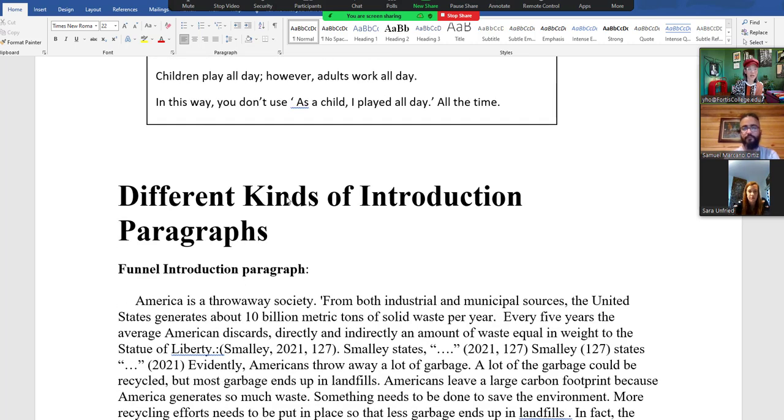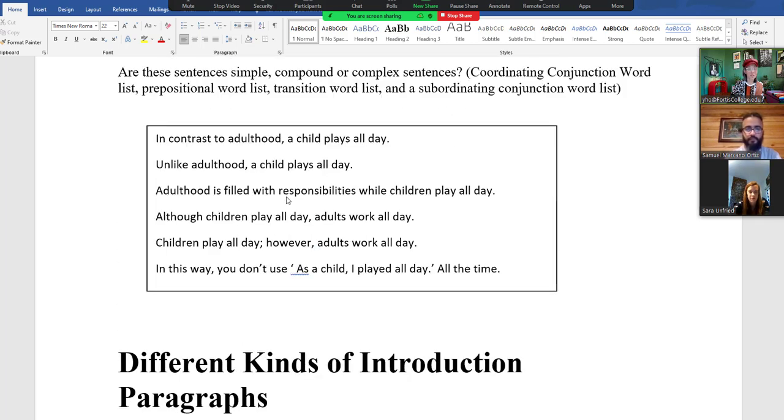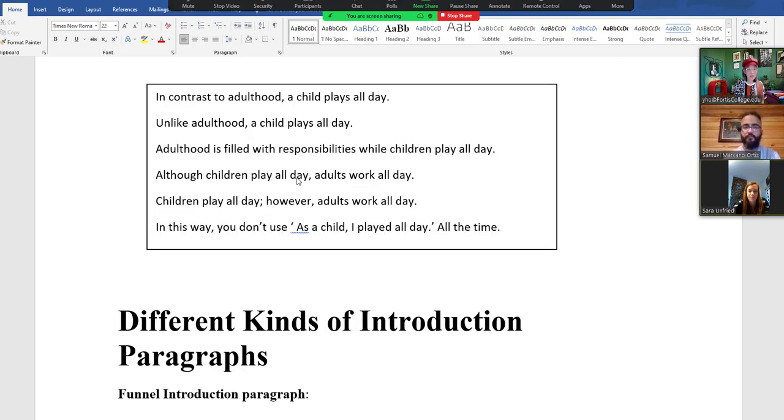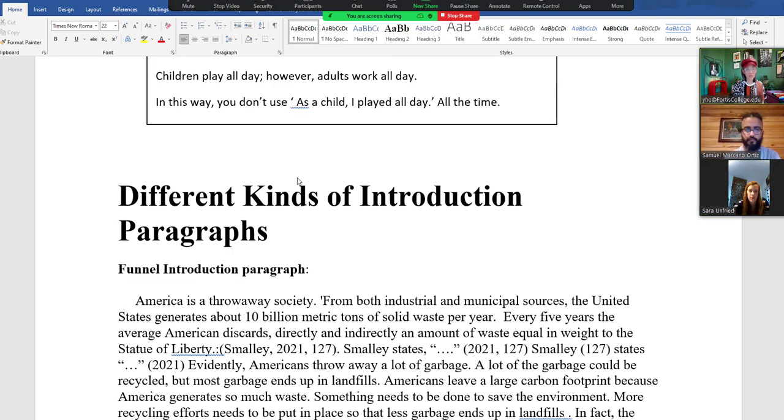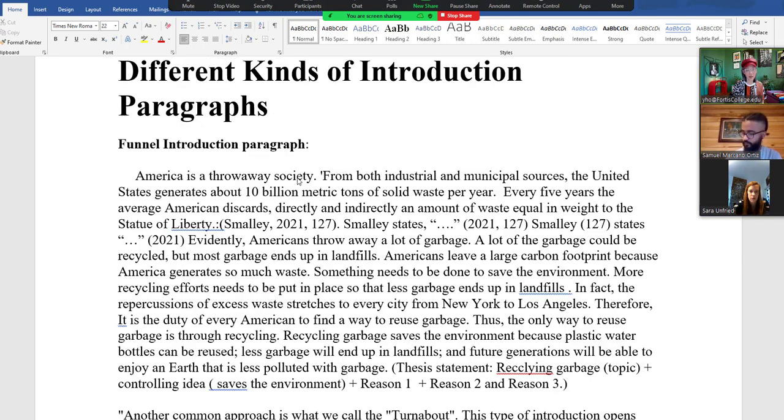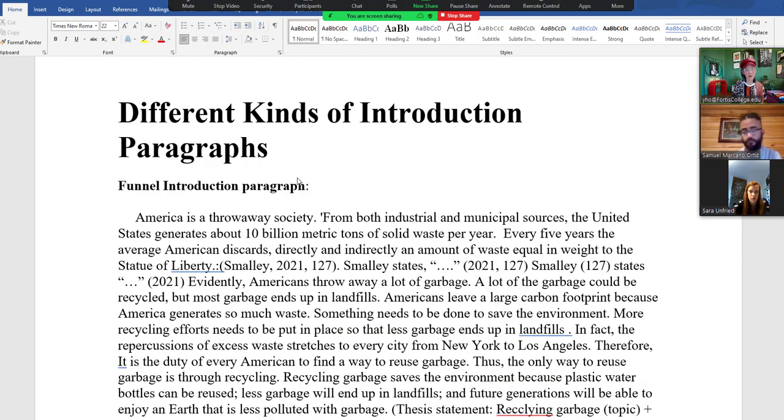Now we're going to go into different kinds of introduction paragraphs. We're going to leave transition words and compound complex sentences behind. Everybody got it? All right. So far, I've been teaching you the funnel introduction paragraph. In the funnel introduction paragraph, you start out general, and then you put your thesis statement at the very end, and your thesis statement is specific. For instance, you would say, America is a throwaway.